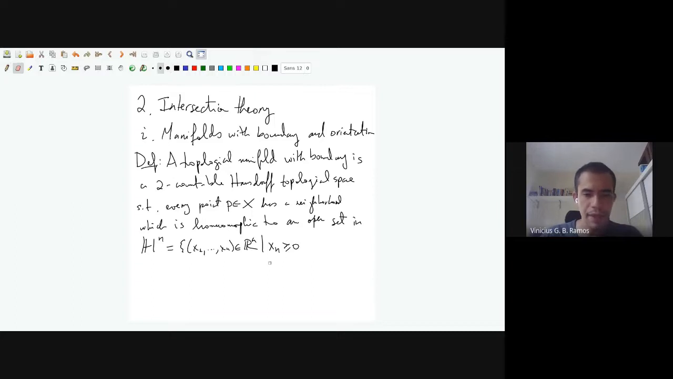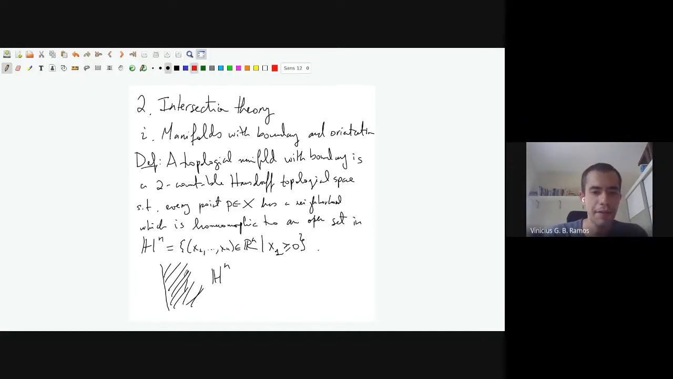Actually, let me do something different. Let me just do the first coordinate. It's bigger than or equal to 0. It's the same. Okay, so lemma. Well, actually, let me just draw a picture. So this is your Hn. Here's a picture in the two-dimensional case.